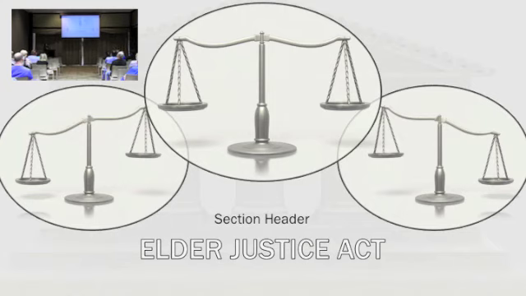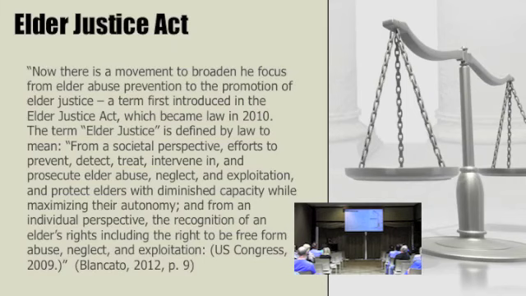With the act that was put into effect, there was a movement to broaden the focus from elder abuse prevention to the promotion of elder justice. And this first became law in 2010. The term elder justice is defined by law to mean, as you see on the screen there, from a societal perspective, efforts to prevent, detect, treat, intervene in, and prosecute elder abuse, neglect, and exploitation. So you can see that this Elder Justice Act, which hasn't been in effect all that long, just a few years, is starting to move the justice movement in the right direction.